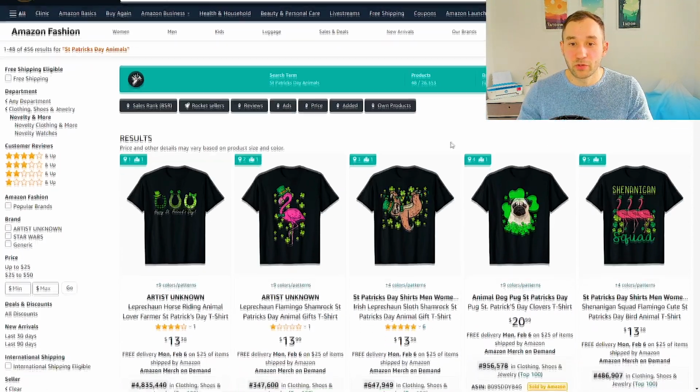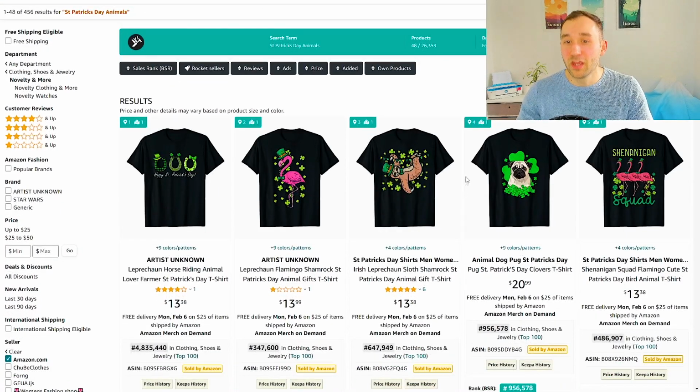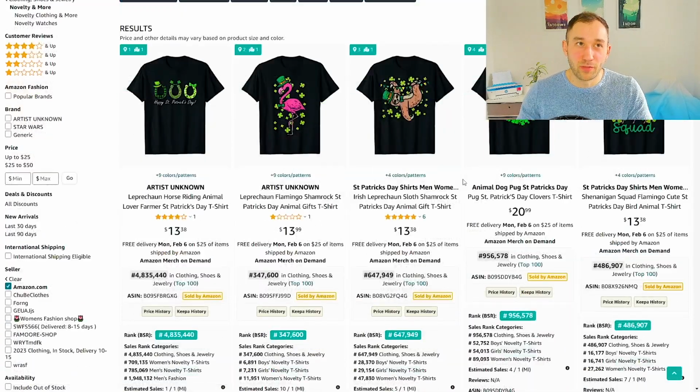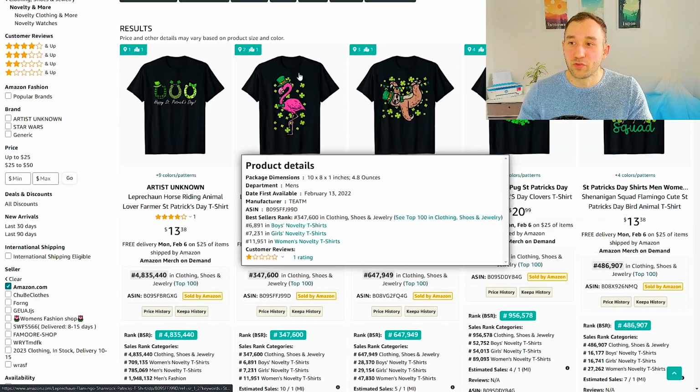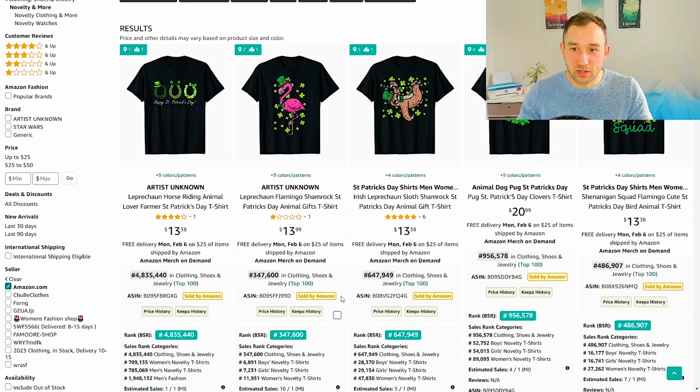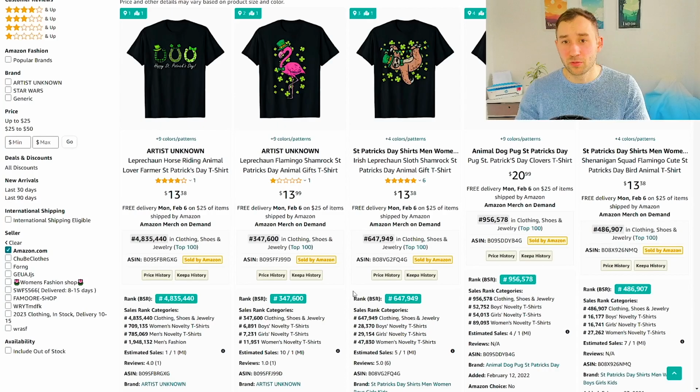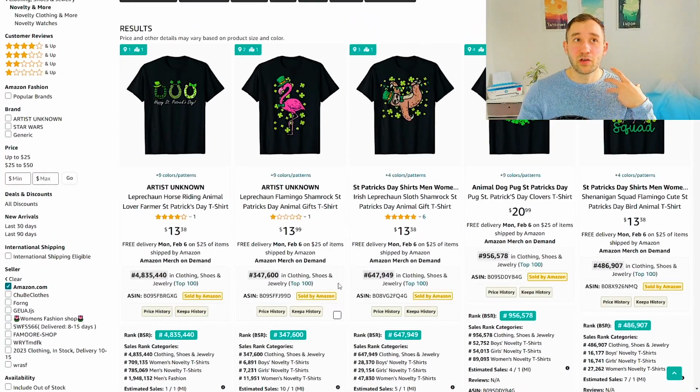So essentially animals, obviously there is tons of them. You ideally don't want to use the most obvious ones like a dog, a flamingo is what we can see instantly here, unicorns, that sort of stuff is going to be very overdone. But if you find a very specific niche animal that already doesn't have too much competition but is getting sales, then also crossing that with St. Patrick's Day is definitely a great idea.